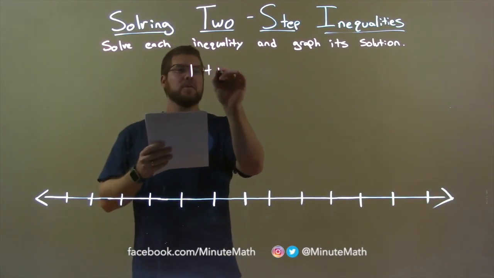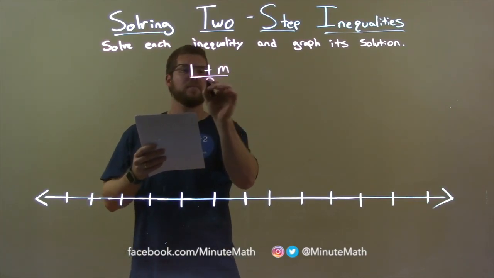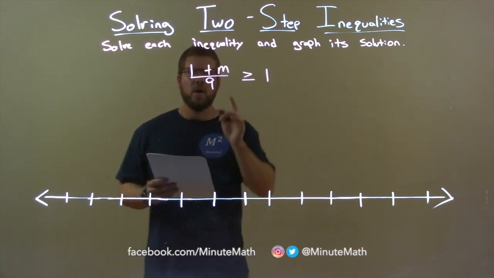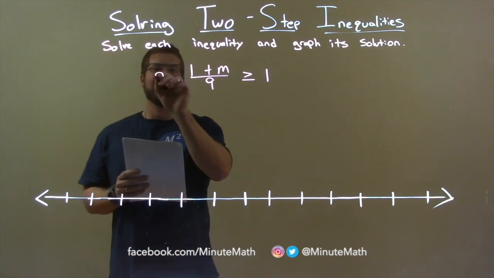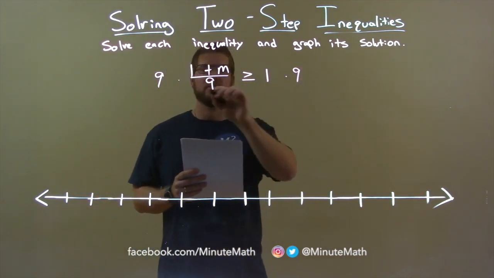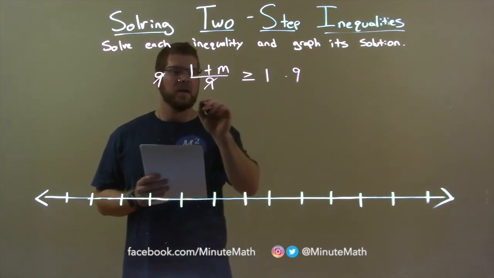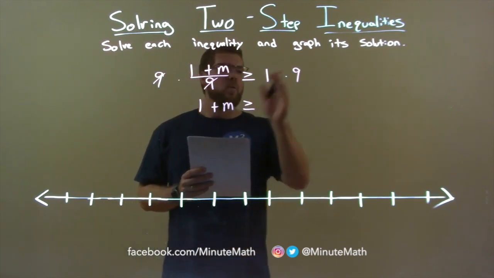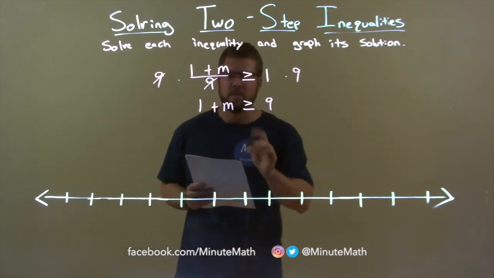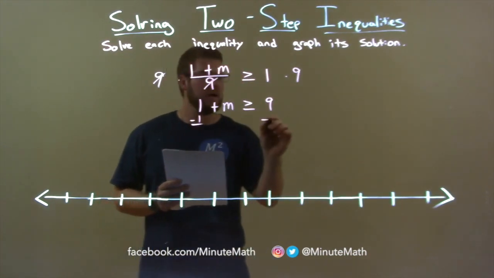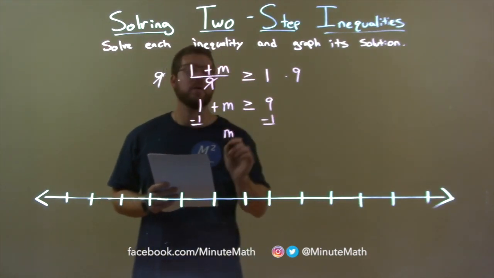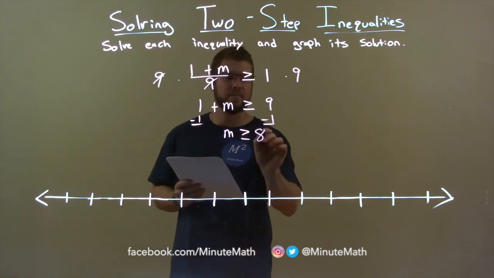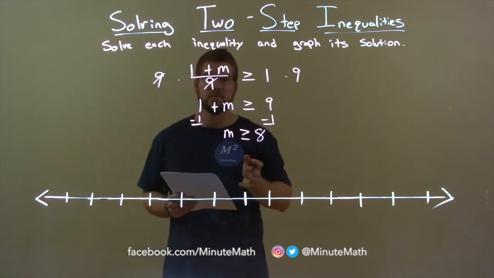1 plus m over 9 is greater than or equal to 1. First thing I want to do is multiply 9 to both sides. The 9 is going to eliminate it, and I'll have 1 plus m on the left. On the right, 1 times 9 is 9. So now I subtract 1 from both sides, and m is now completely by itself. It's greater than or equal to 9 minus 1, which is 8. And there we have our answer, so let's graph it.